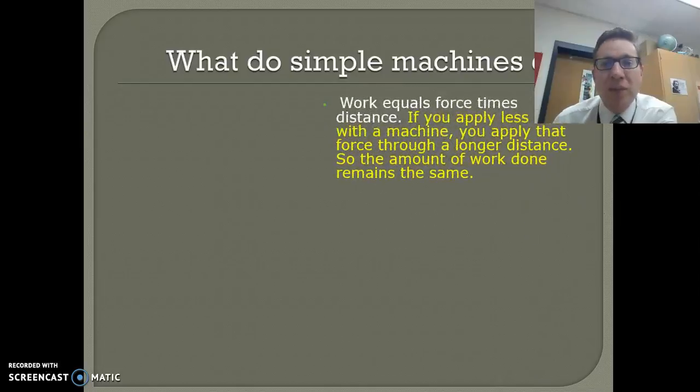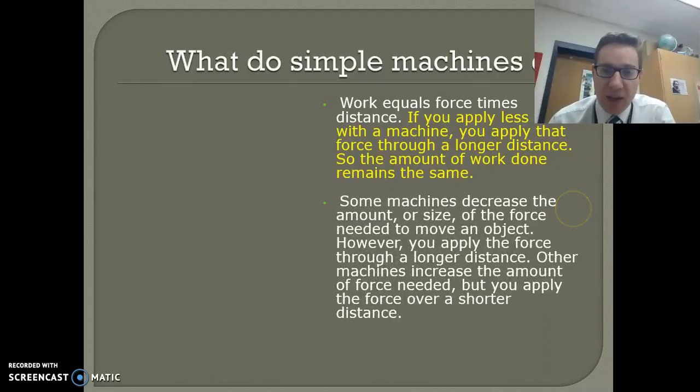So continuing with what simple machines do, we said work equals force times distance. So with a simple machine, if you apply less force, you're going to do that over a longer distance. There's a trade-off here. The amount of work always stays the same in a machine or a simple machine, but if you use less force, you're going to do that over a longer distance. So some machines decrease the amount of force needed. However, you apply that force through a longer distance. While other machines might increase the amount of force needed, but you're going to do it over a shorter distance.